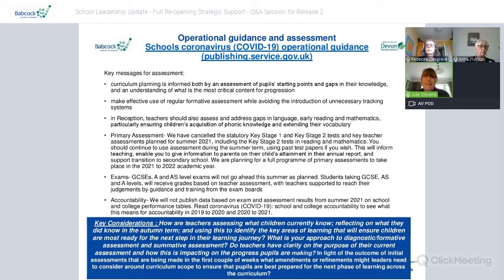You will all have processes and systems already for assessment. But how are we going to best use that assessment now to really look at those strengths, but also those losses that children have come back with? So I just wanted to flag that up with those points there, that's a key message that's running through all the guidance.